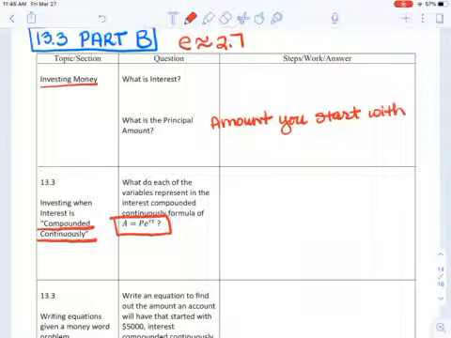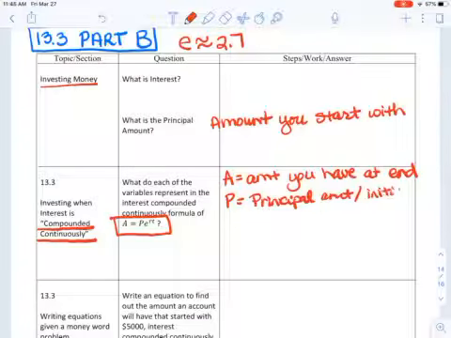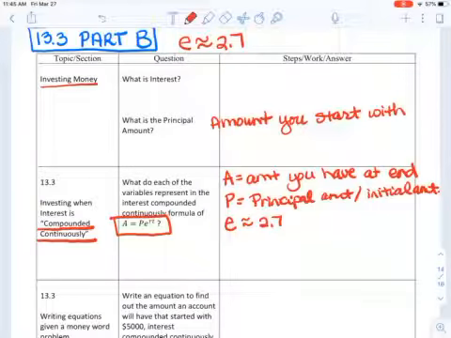A is going to be the amount you have at the end of whatever time period. P is your principal amount or the initial amount you put in, just like from the equation before, y equals a times b to the x power. E again, that's a number that's about 2.7.